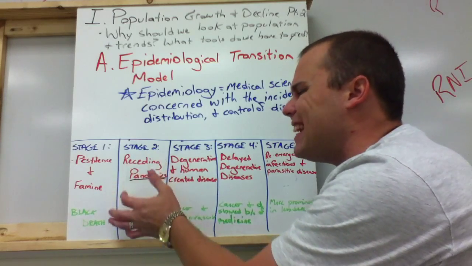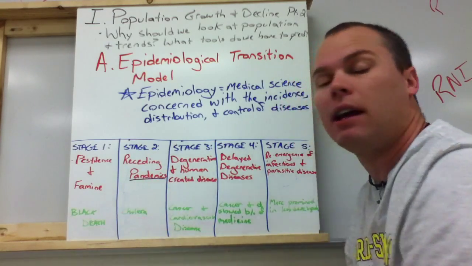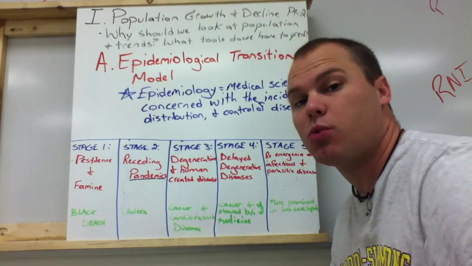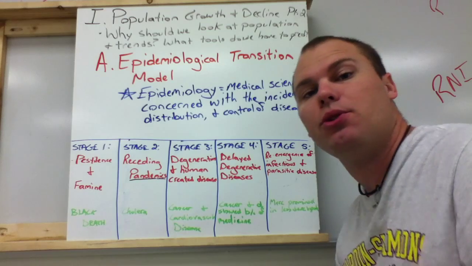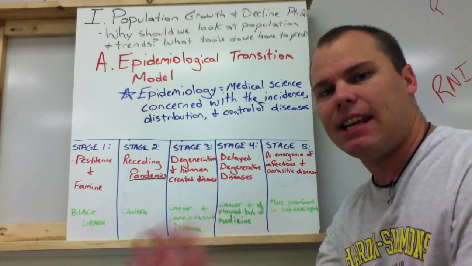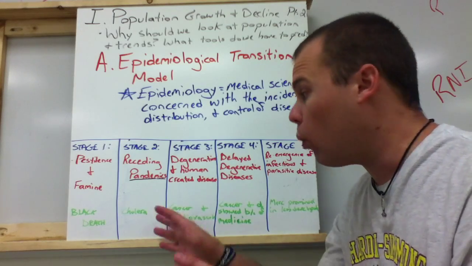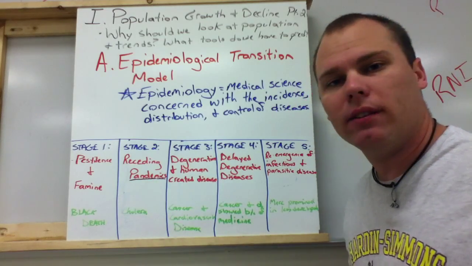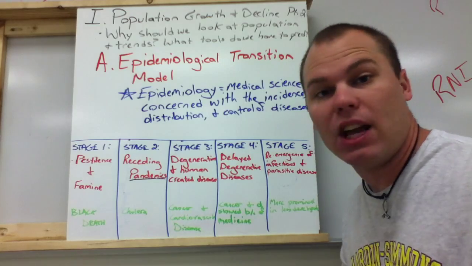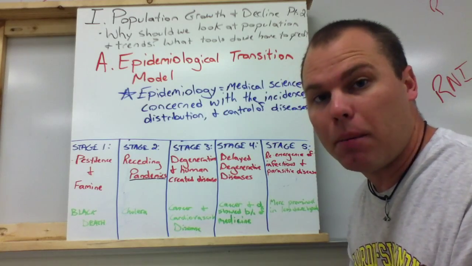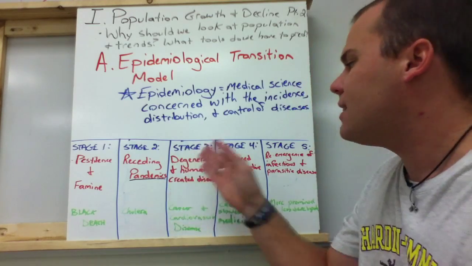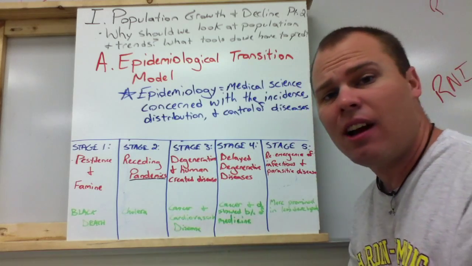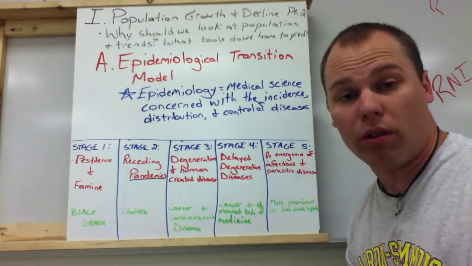Stage 2 is the receding pandemics. You don't have as many, but what fits in here is like cholera. Key word here is pandemics. This is one of your key vocabulary words for Unit 2. Pandemics is talking about a disease that spreads worldwide, kind of like contagious diffusion, that you can't control. It just goes worldwide all of a sudden, like the H1N1 virus would kind of be a pandemic and fit under that stage. Stage 3 is the degenerative and human-created diseases such as cancer and cardiovascular diseases with the heart.